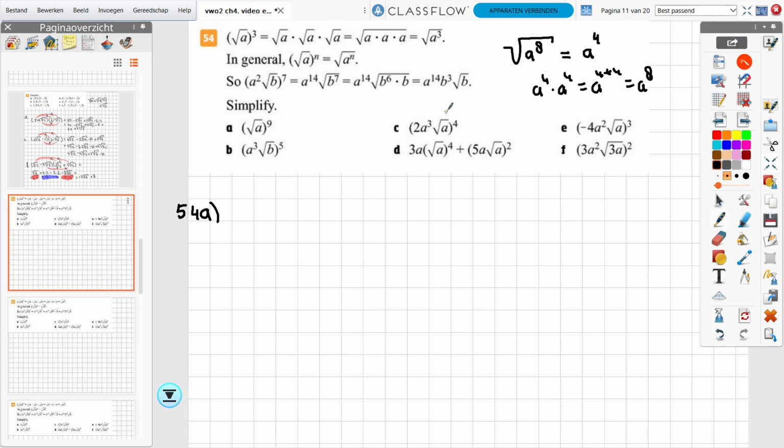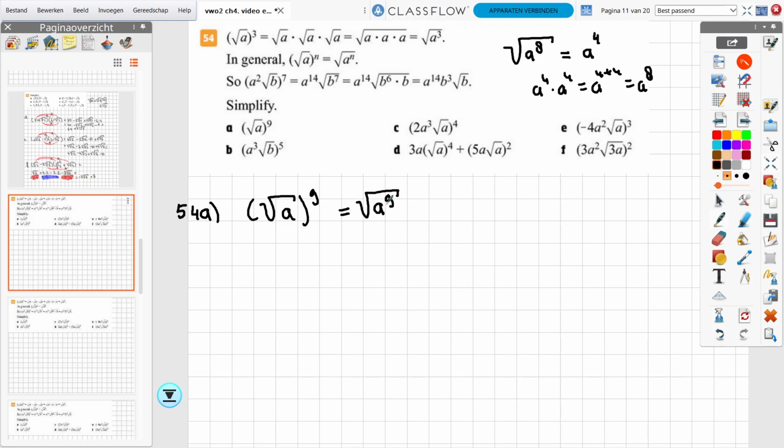What we're now going to take a look at is what happens if we have powers outside of the root instead of inside, and also what happens if we have odd numbers. So let's just first take a look at a. Root a to the power of 9. This is exactly the same as this, root a to the power of 9. That's what they explain here. In general, root a to the power of n is the same as the root of a to the power of n. But we cannot stop here, because we have to now simplify this.